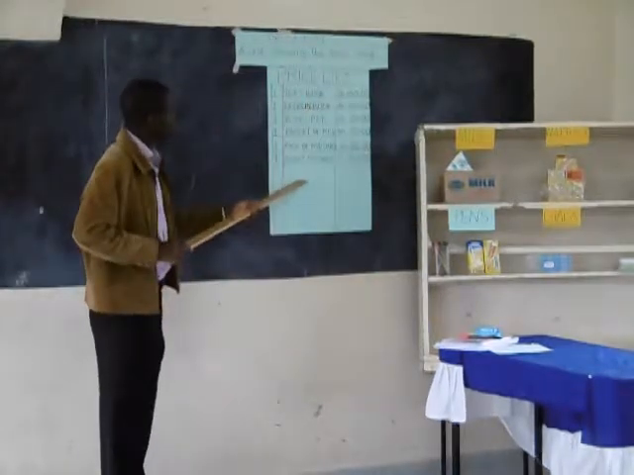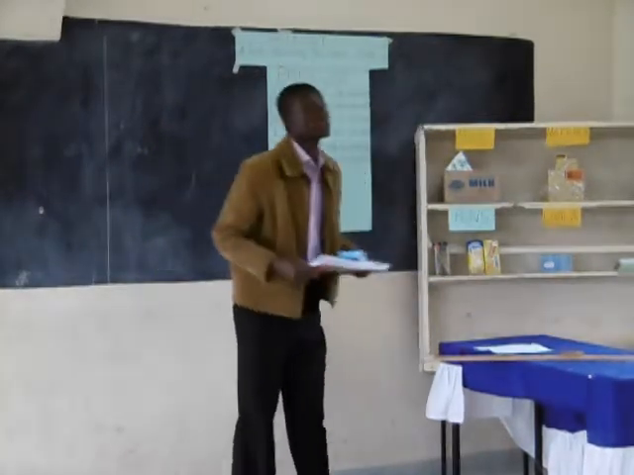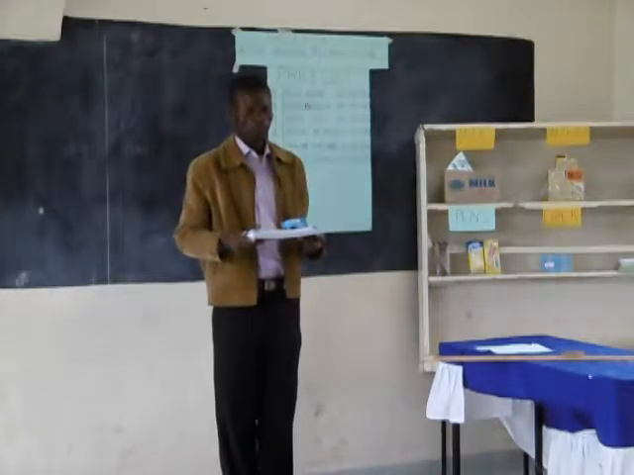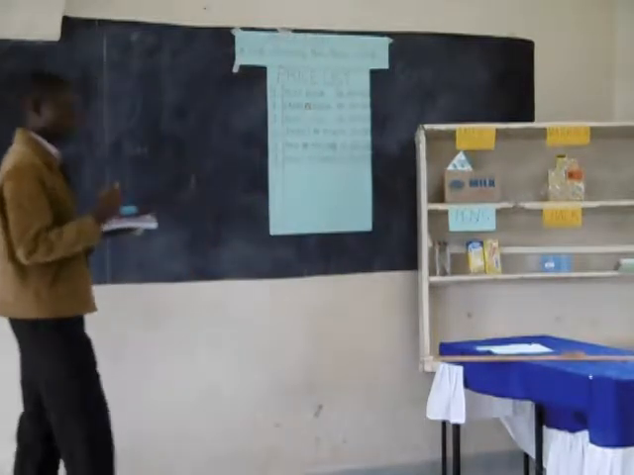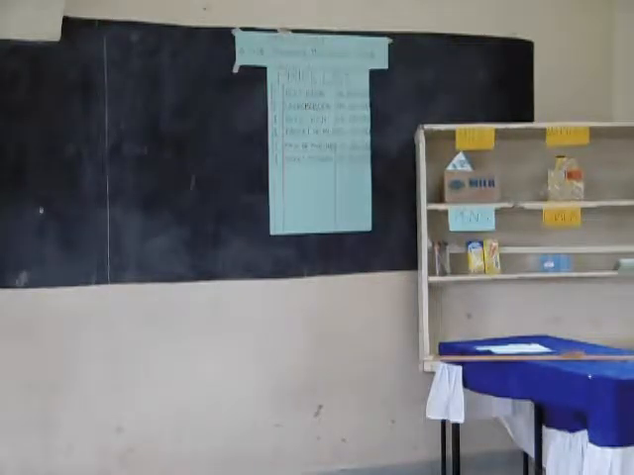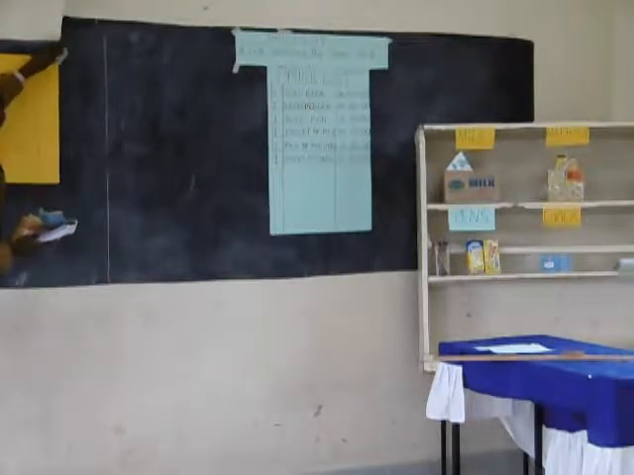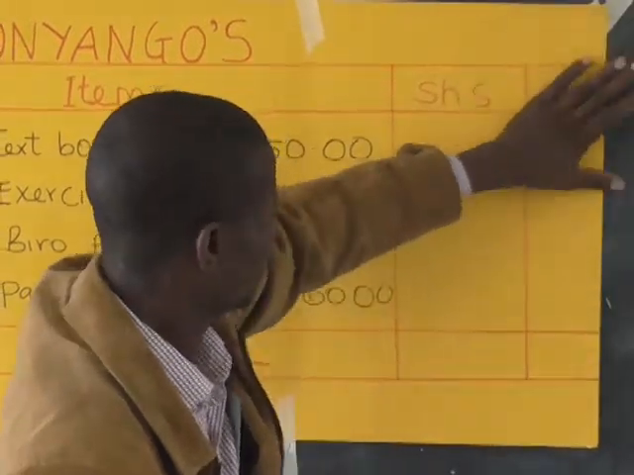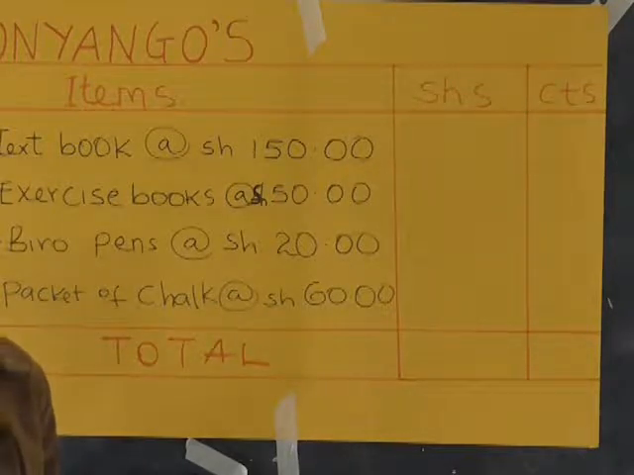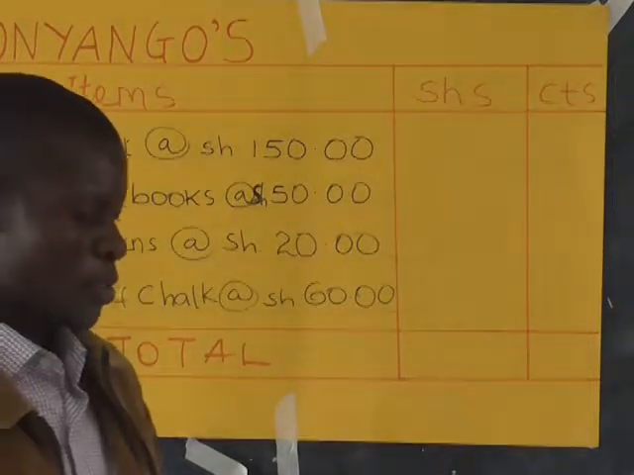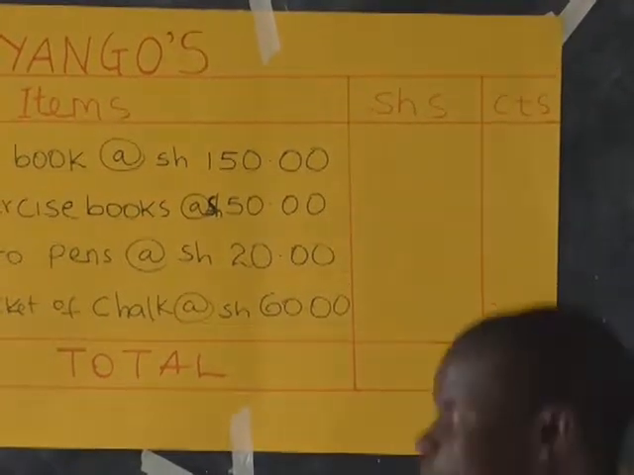Now, from this price list which is given here, I want to be able to know how much I am going to pay for the items that I've bought. So, this is where I'm going to calculate the cost of the items that I've bought before I pay for them. So, class, you'll help me calculate the cost of the items that I've bought.